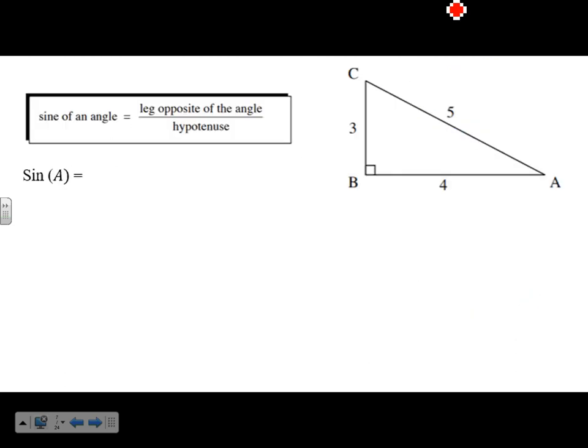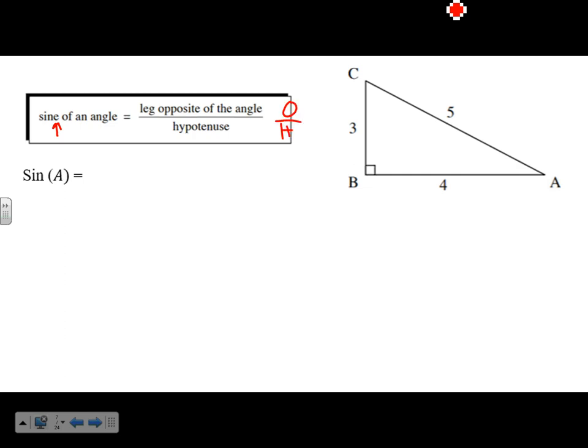So let's do some of these examples. So sine of an angle, and when they put an E on it, that's just how you're actually supposed to spell it. We just put SIN for the abbreviation. Sine of an angle is equal to the leg opposite the angle over the hypotenuse. So again, it's the opposite over the hypotenuse.